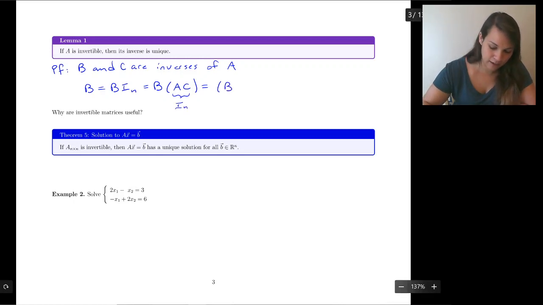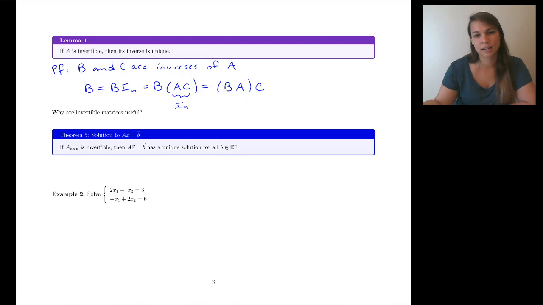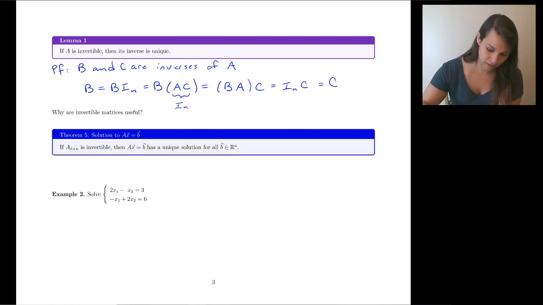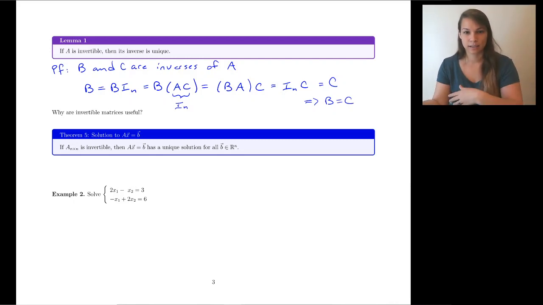Then I can redistribute my parentheses, but B times A is also the identity matrix because B is the inverse of A as well. So that's just the identity matrix times C, which we know is just C. So that means B is equal to C. Therefore, you can't have two different inverse matrices, because if you have B and C, and they're both inverses of A, then B ends up equaling C.